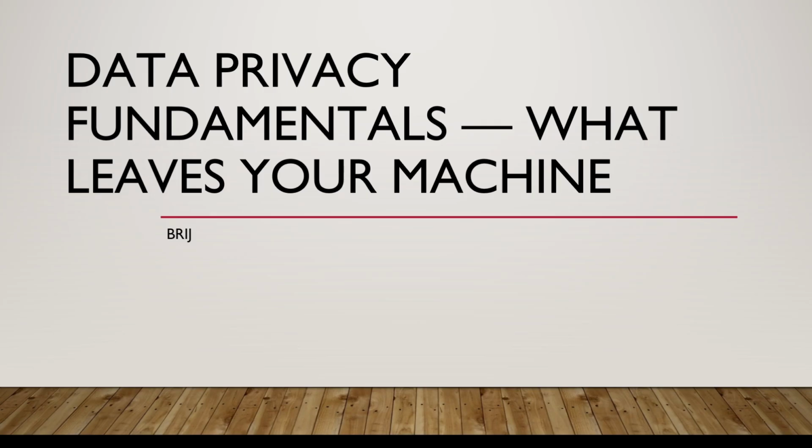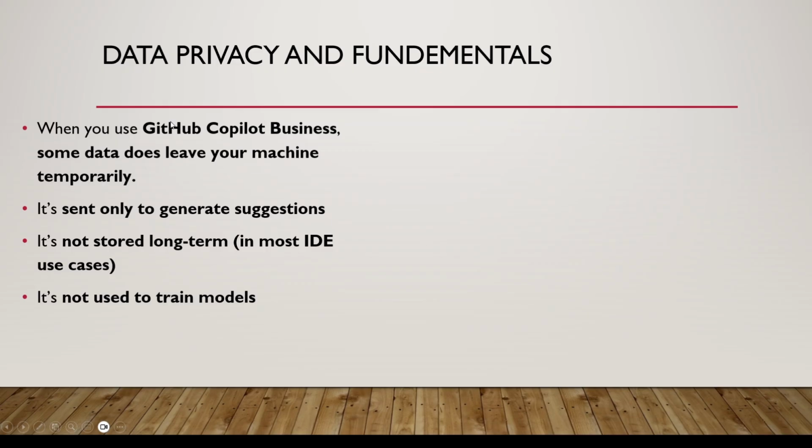So what leaves your machine whenever you use GitHub Copilot? It is often an argument that whenever we use any AI pair programming tools, there's a concern of data privacy. Whatever code we generate, or whatever suggestions we use to generate our code, is our code also sent to GitHub Copilot? This is often considered a point of discussion, and today we'll talk more about it.